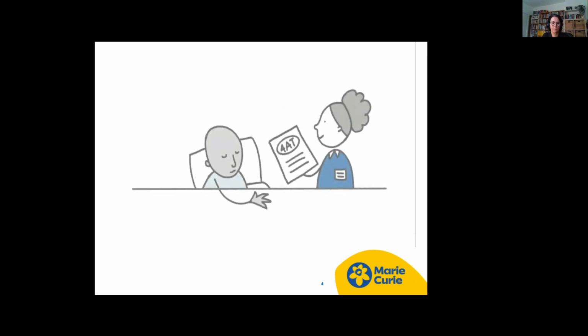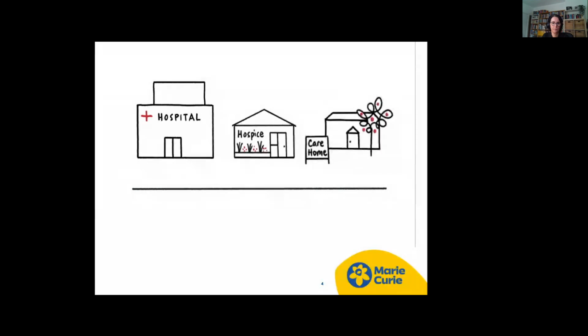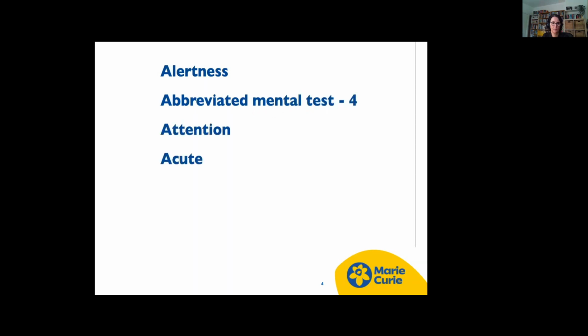It can be used by healthcare professionals when delirium is suspected, or routinely to screen or check for delirium when people move to a new place of care, such as a hospital, hospice, or care home. The 4A's stand for the 4 items that are tested: alertness, abbreviated mental test 4, attention, and acute change.